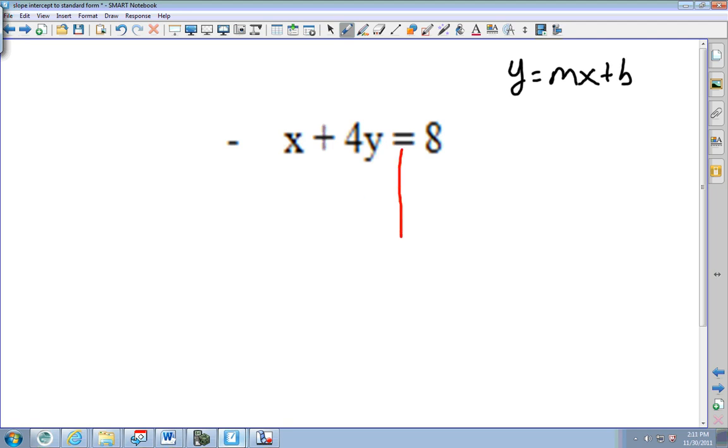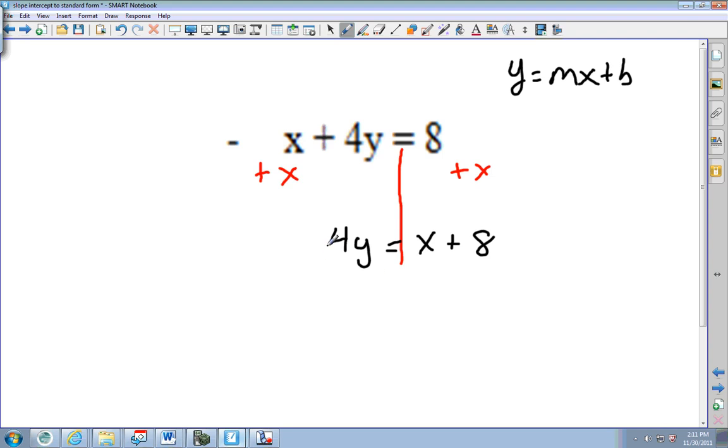So I'm going to draw my line here. What do I need to move first? I need to move the x to the other side. I know there's a gap there, but it's a minus x. So I'm going to add x to each side. And I get 4y equals x plus 8. You could put 8 plus x, but I'm just going to put the x first.